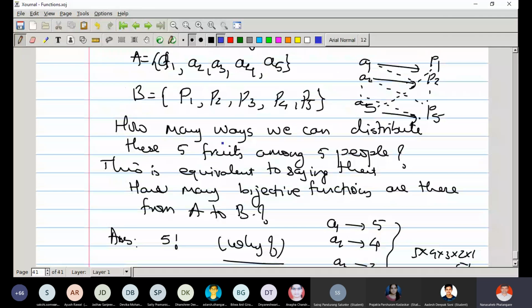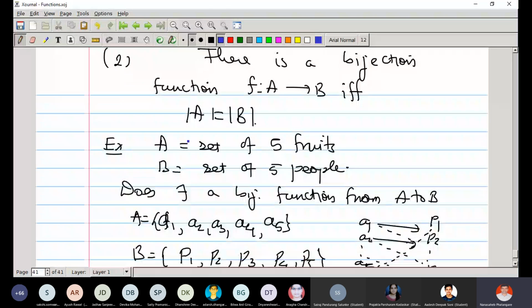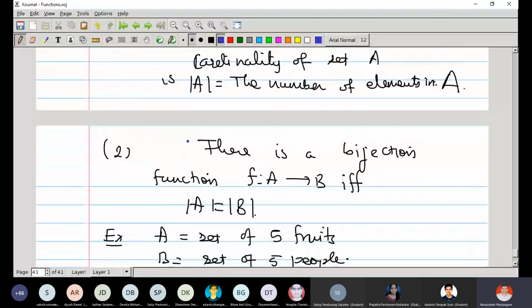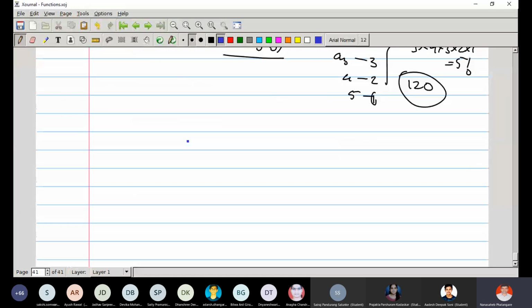So there is a bijective function from A to B if and only if their sets have the same number of elements, the same cardinalities. Now the question I would like to ask: if we have 4 caps and 6 people.